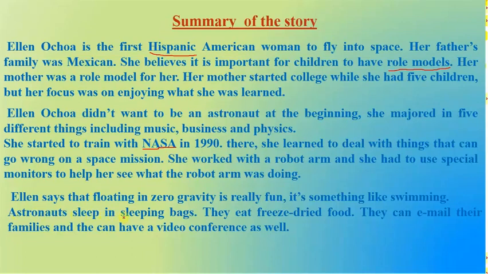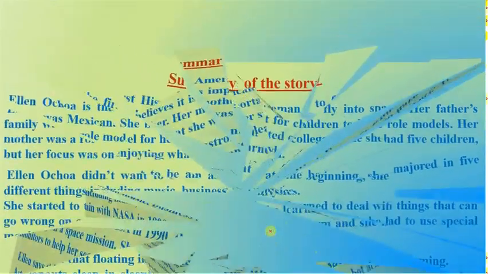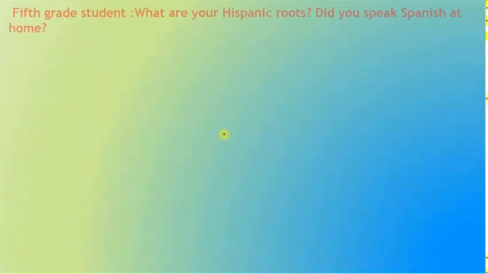Let's go. How can astronauts live there in the space? Astronauts sleep in sleeping bags. And how can they eat? They eat freeze-dried food. How can they communicate with their families? They can email their families, and they can have a video conference as well.